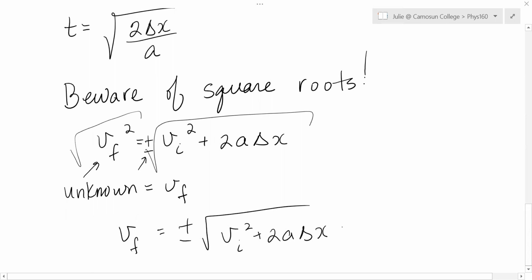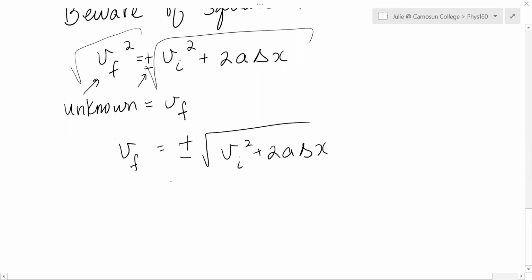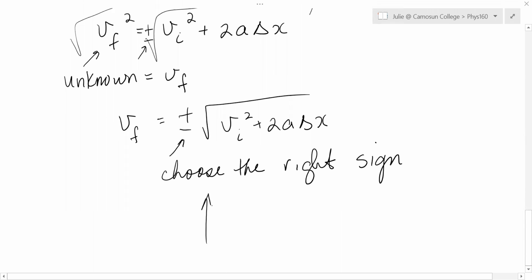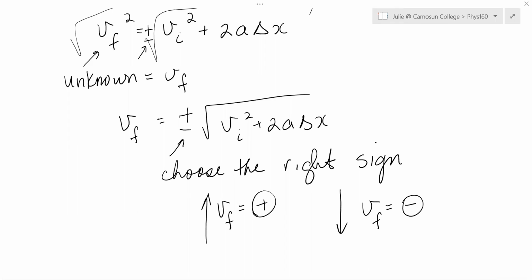Okay, so whenever you take the square root, if you're trying to find a velocity, now you have to choose here. So choose the right sign. And the way you're going to choose that is if the object's going up, VF is positive. So if VF is up, that's a positive number. If the object's going down, VF is a negative number. And you have to figure out whether it's going up or down and which one you're going to choose. Okay, so that should be all you need to go ahead and do that worksheet and hand it in with this week's assignments.